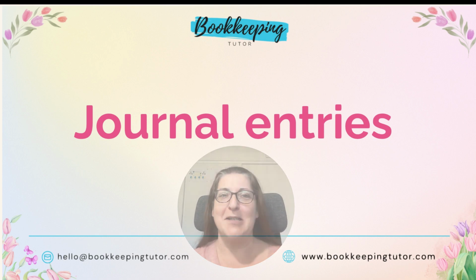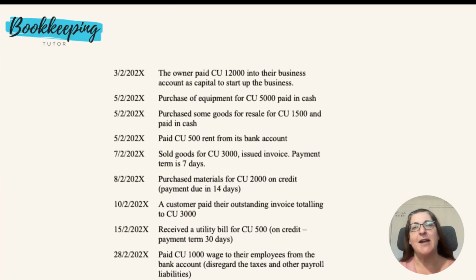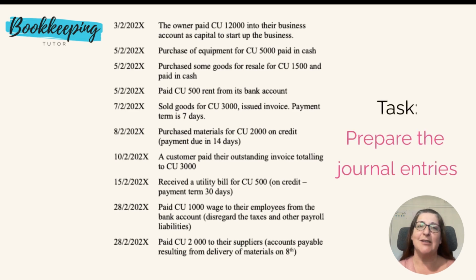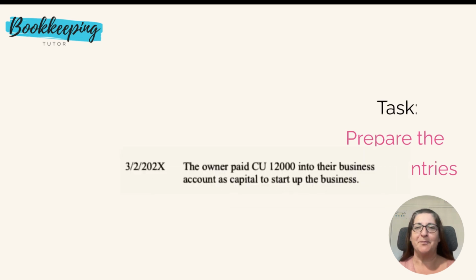Let's get started. Our task today is to prepare ABC company's journal entries for the transactions that occurred in the month of February. You can download the task from the description below. The first thing is that you shouldn't get overwhelmed even if there are heaps of transactions listed in your exercise. We tackle them one by one. That's the best strategy. So take a deep breath and let's read the first one.